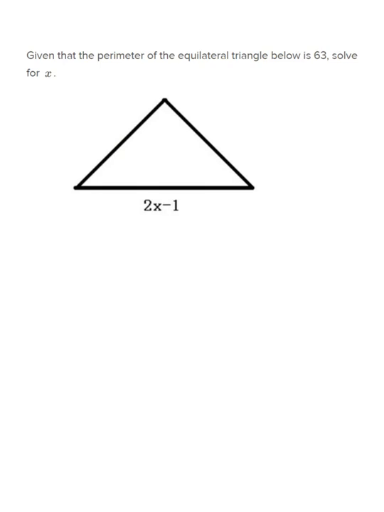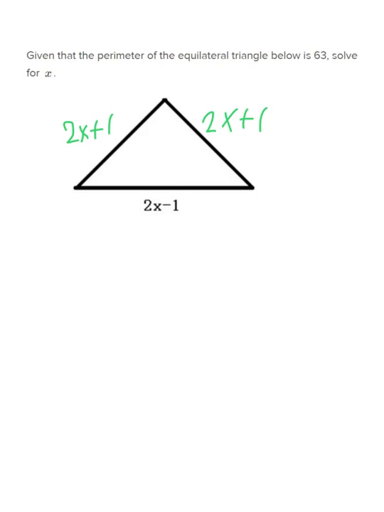It says solve for x. Okay, well, they tell us that one side is equal to 2x plus 1. So if they are all the same length, then that means this side is also 2x plus 1, and this side is also 2x plus 1. Then they tell us that the perimeter, the distance around, is equal to 63. So if I add this, and this, and this, the answer will be 63.